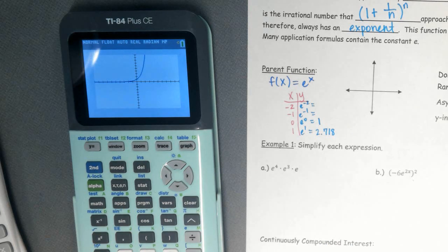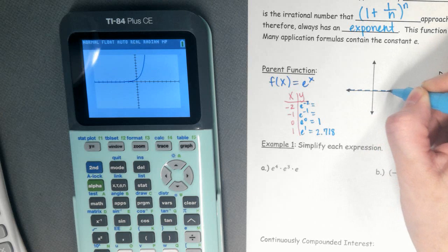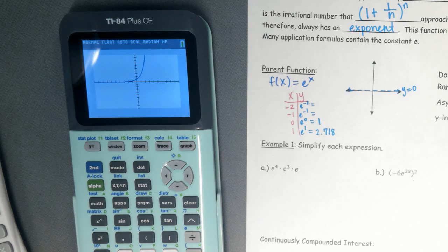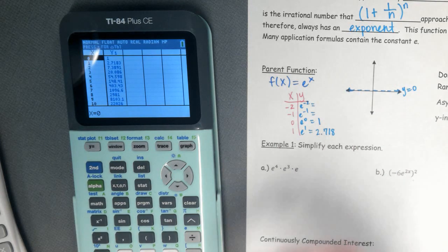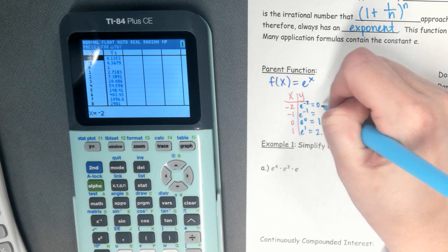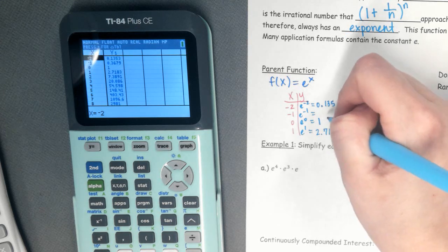We can look at the graph. So based on the graph, there's going to be an asymptote where? Yep, at y equals 0. So it's y equals because it's horizontal. So we can put that in there. Okay, you can see it has the same shape as an exponential function. And then these are going to have a lot of decimals in them. Okay?